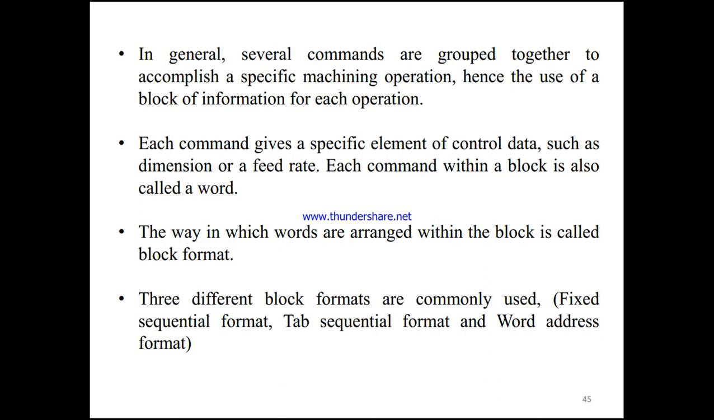Each command gives a specific element of control data, such as a dimension or the feed rate. Each command within a block is also called a word here. The way in which words are arranged within the block is called the block format. Three different block formats are commonly used: fixed sequential format, tab sequential format, and word address format. So three types of formats we are going to use for the formation of the blocks.